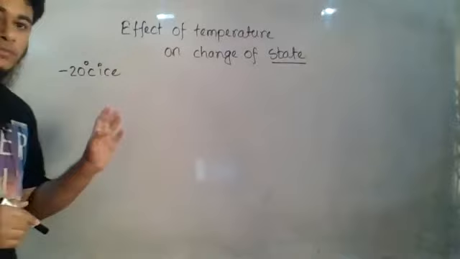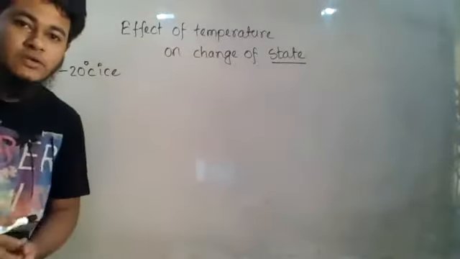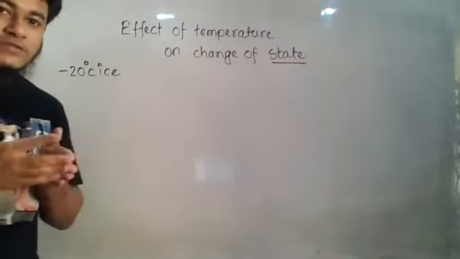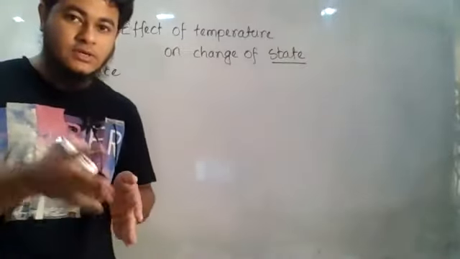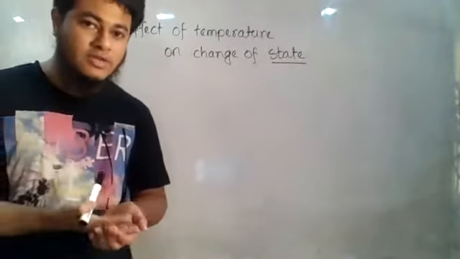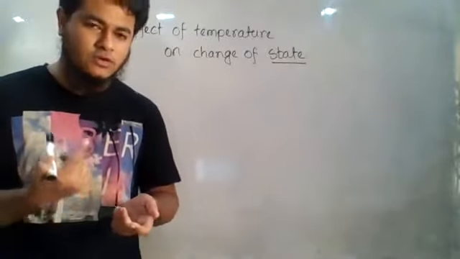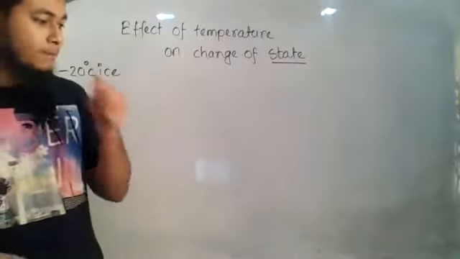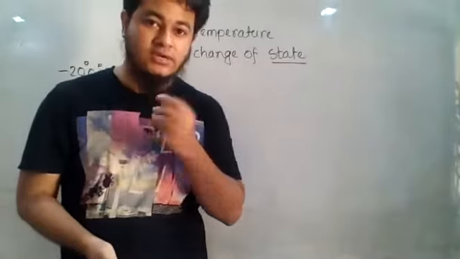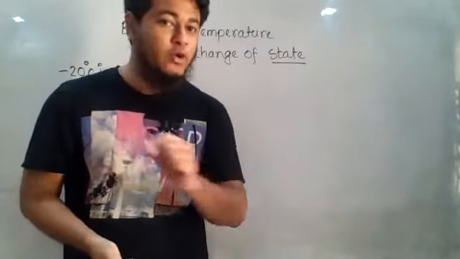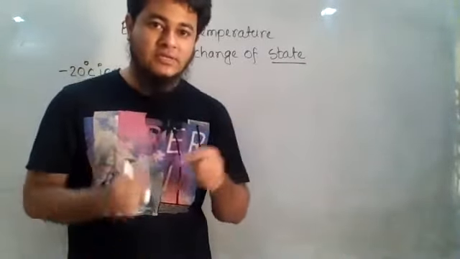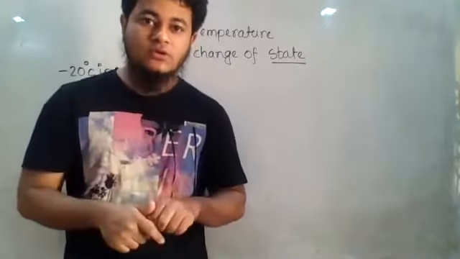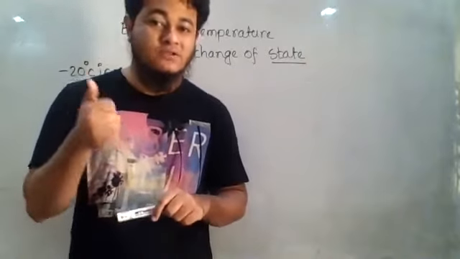Please listen carefully. You might be asking, sir, why did you take the temperature minus? Because at any temperature above 0 degrees or at 0 degrees, the ice will not remain ice, it will start melting down. I told you already while teaching the temperature scales, right? 0 degrees Celsius is the melting point of ice. At this temperature, the ice starts melting. Any temperature below that, the ice will not melt.